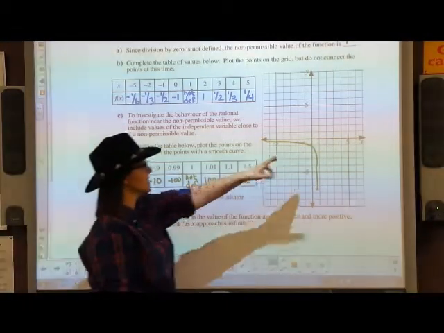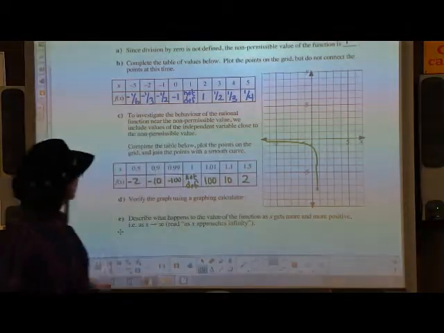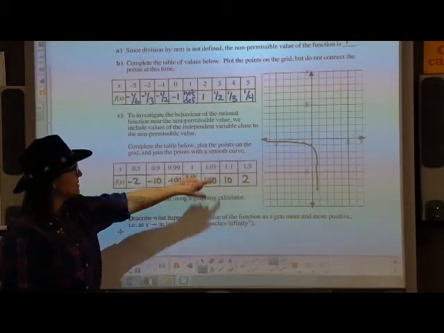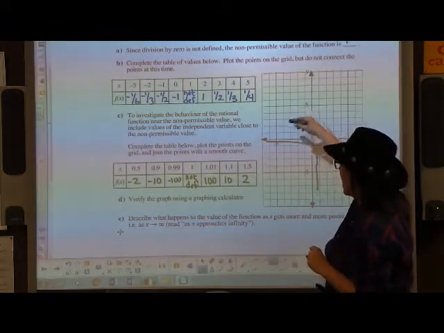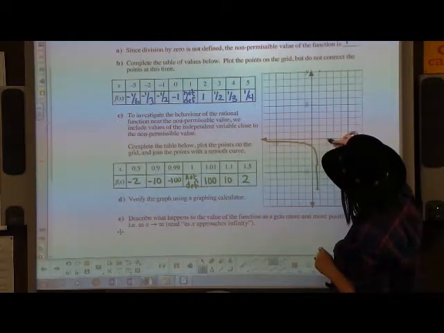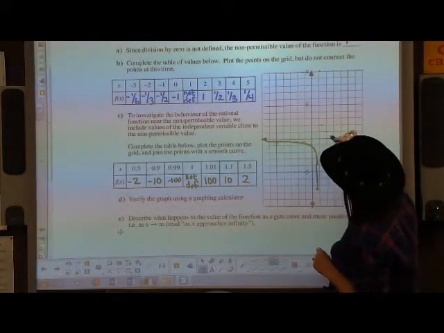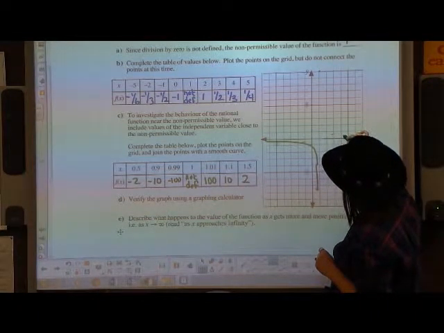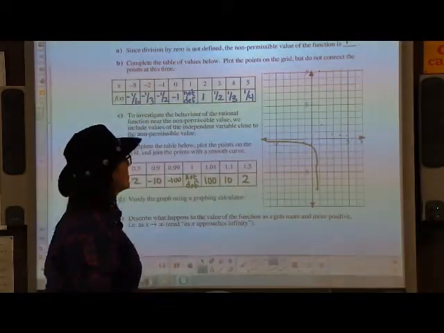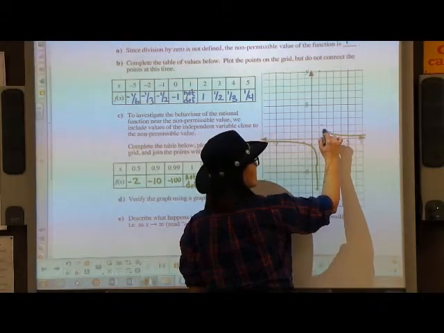I can see that by the values, because when I'm at 0.99, I'm at -100. Then if I look at the rest of my scale, when x equals 1.01, I'm at positive 100, which I can't graph. At 1.1, I'm at 10. At 1.5, I'm at 2. And then at 2, I'm at 1. At 3, I'm at 1/2. At 4, I'm at 1/3. And at 5, I'm at 1/4. So this time, if I join this smooth curve, I get this curve.